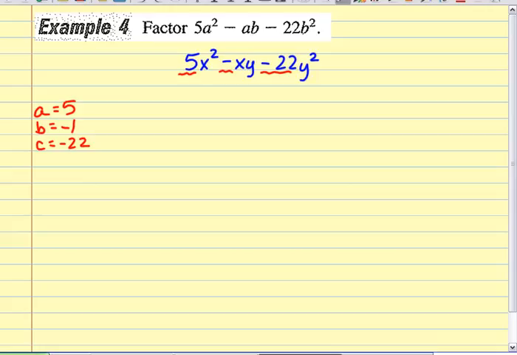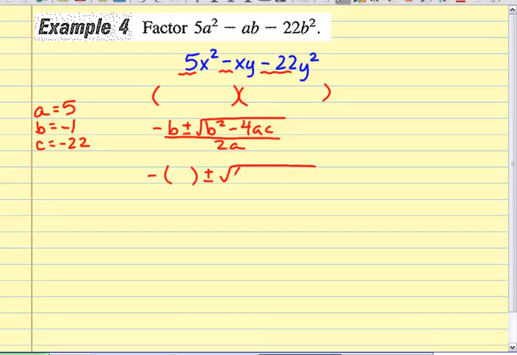Okay? Now, we want to find out what are the two factors that multiply to give us that. We are going to always write the quadratic formula first because it helps us memorize it. Okay? So please do not skip this part. Don't be lazy. All right? Now we're going to write parentheses that we can fill in. All right? Negative B plus or minus the square root of B squared minus 4AC all over 2A. Excellent.